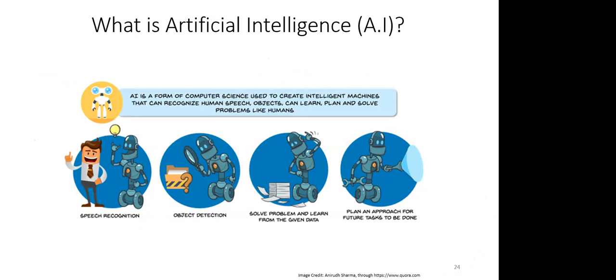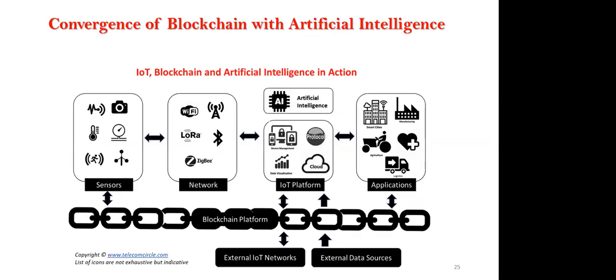Artificial intelligence is a form of computer science used to create intelligent machines that can recognize human speech and objects, learn, plan and solve problems, unlike humans. This is another one which I thought I should bring out: the convergence of blockchains with artificial intelligence, IoT networks, IoT platforms and applications, and blockchain platforms, and how artificial intelligence is now getting converged with blockchain technology.